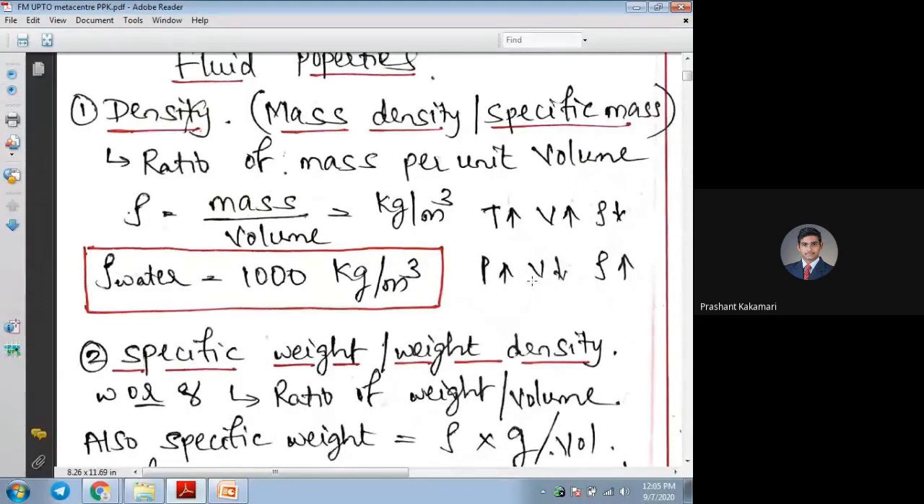So that is what I have written here. The upper arrow mark indicates pressure is increasing. When pressure increases on any gas, volume is going to decrease. So as volume decreases, what happens? The molecules of the gaseous substance will be coming together, and it is going to increase the density.